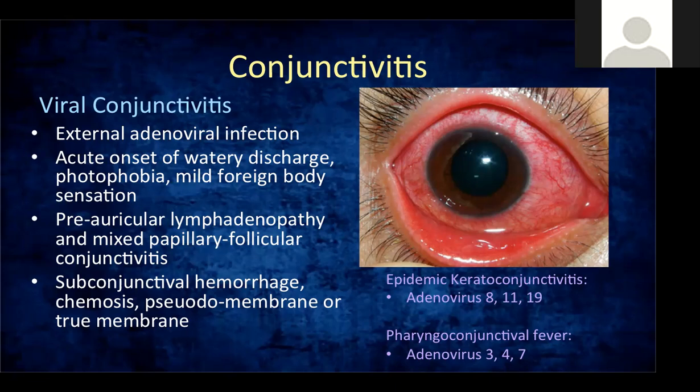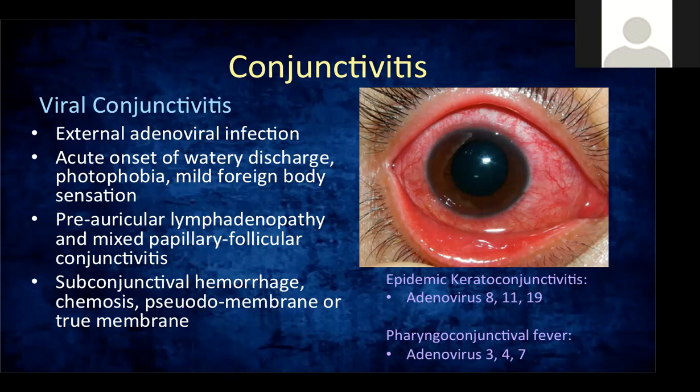You are very sensitive to light, even ambient light. What does that mean? The regular brightness is very sensitive for you. You may also have mild foreign body sensation and itching. If you try to palpate, you might have some preauricular lymphadenopathy. When you check the conjunctiva, you pull down the lower lid, you flip the upper lid, you might see a mixed papillary follicular reaction. Okay.